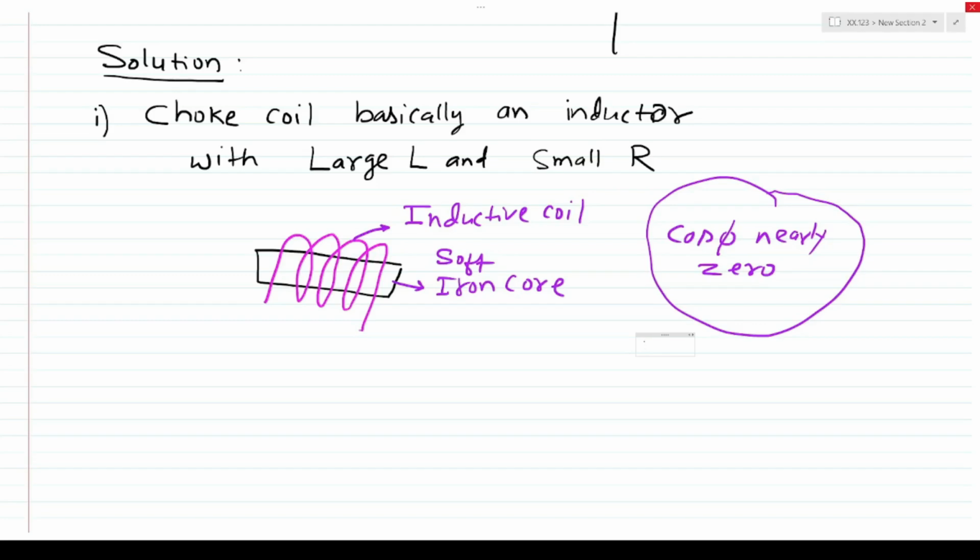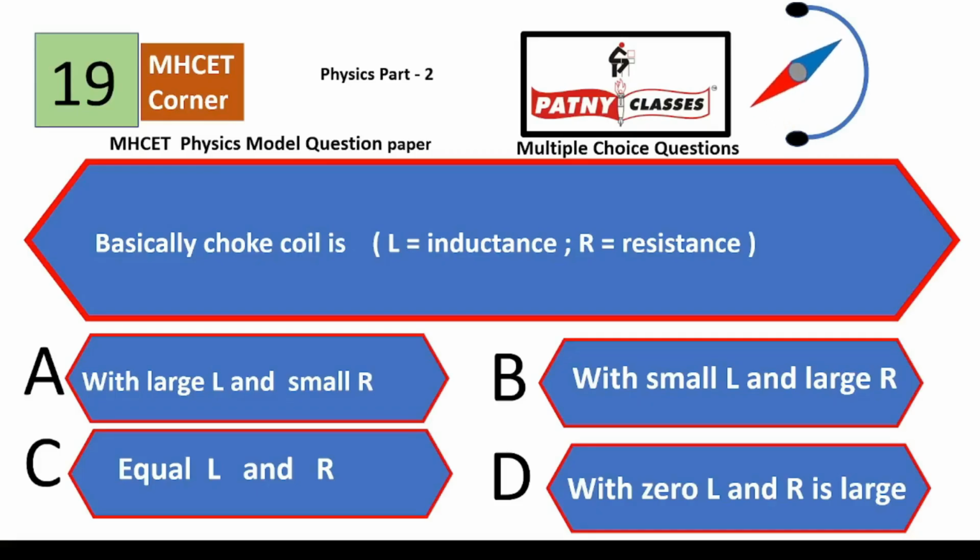Here is the solution. A choke coil is basically an inductor with large L and small r, that is, a large value of inductance and small value of resistance, in which the power factor is nearly equal to 0, and the inductive coil is wound on a soft iron core. Therefore, a choke coil is with large L value and small r value. Therefore, option A is selected. Let us lock option A.